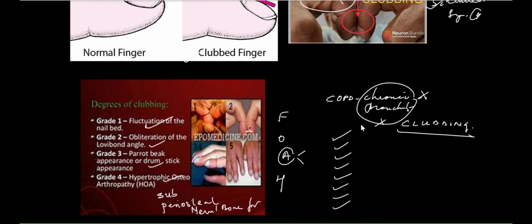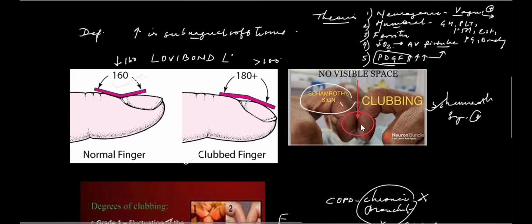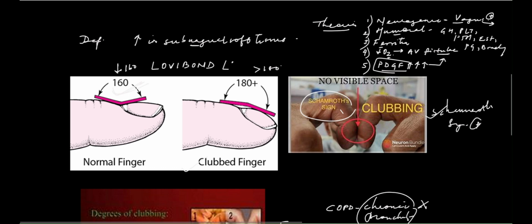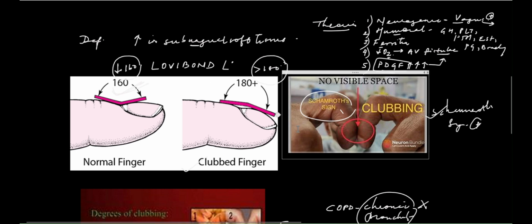This is all I wanted to say. Okay, so that's clubbing, the basics. This is what you can never forget. The theory is the angle. The angle has to be less than 160, more than 180 is significant. Schamroth's sign and the grades.